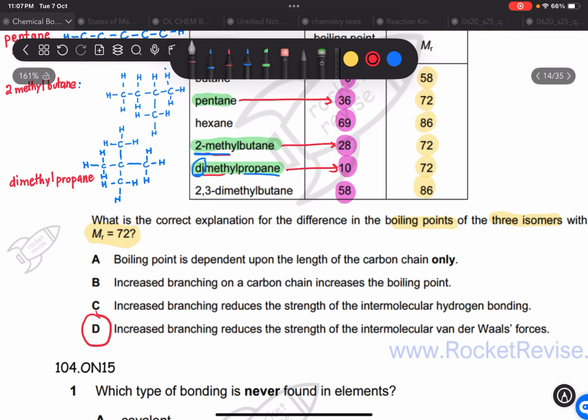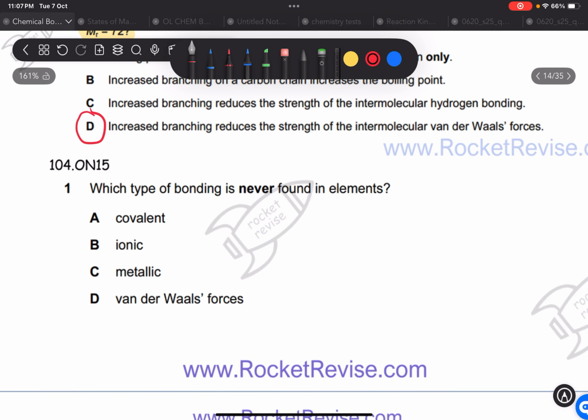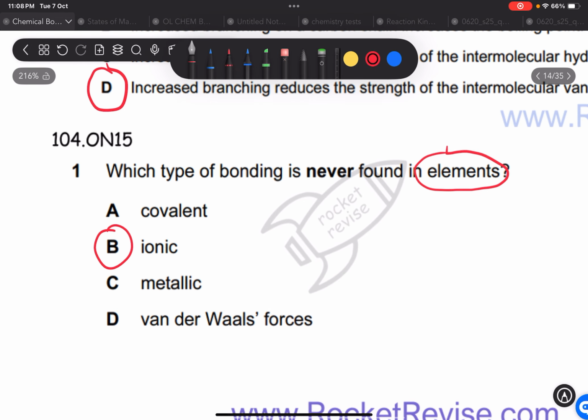I hope you understood the concept over here, how we increased branching, one branch over here and 2 branches in dimethyl, and how the boiling point decreased. Okay, what type of bonding is never found in elements? Ionic. Simple. Why is it ionic? Okay, I'm going to give you an example of covalent bonding in elements.